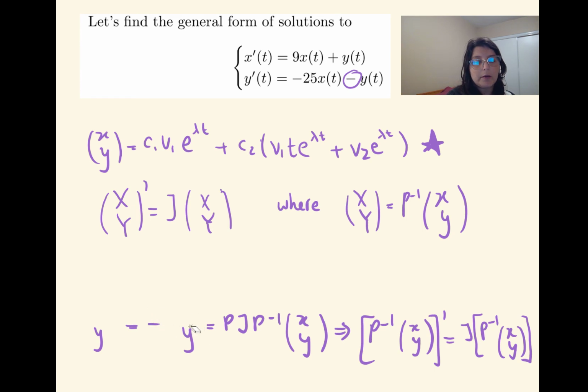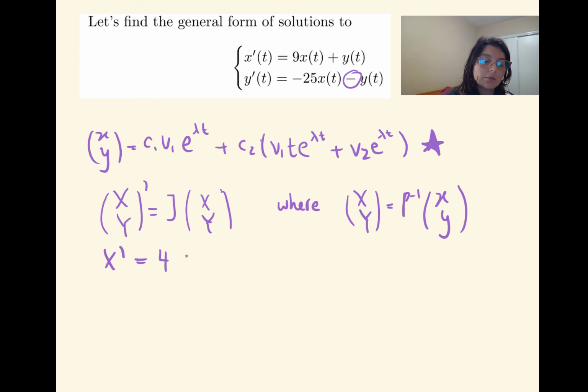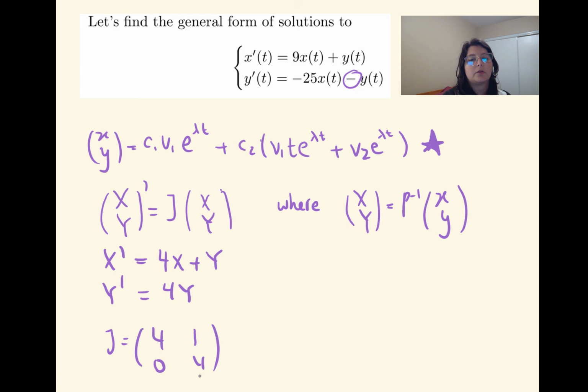And when we write the system for capital X and capital Y explicitly, we realize that that system is very simple, because we're saying that capital X prime is 4 times capital X plus capital Y, and capital Y prime is 0 times X plus 4 times capital Y. Remember that J was 4, 1 on the first row, 0, 4 on the second row.